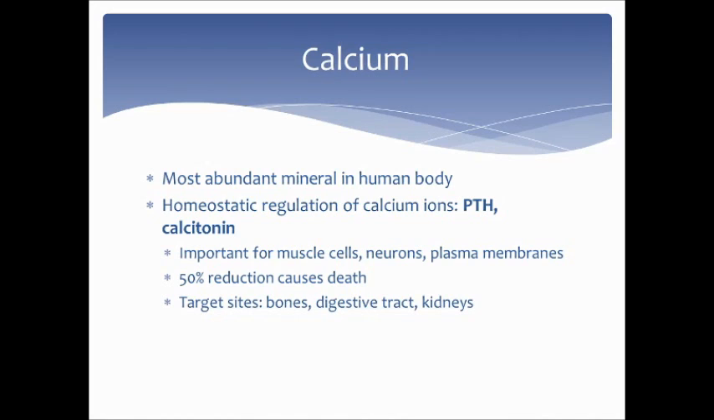Calcium ion regulation is really important for muscle cells to be able to contract your muscles, neurons for nervous impulses, and your plasma membranes. Even a 50% reduction in calcium ions can cause death. It's that important to regulate the amount of calcium in your body. The target sites for calcium: bones, digestive tract, and kidneys.